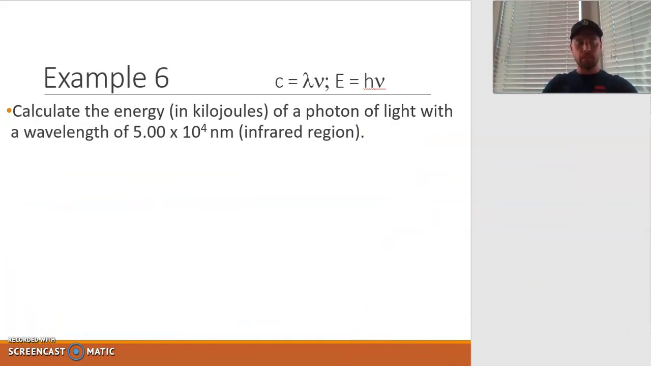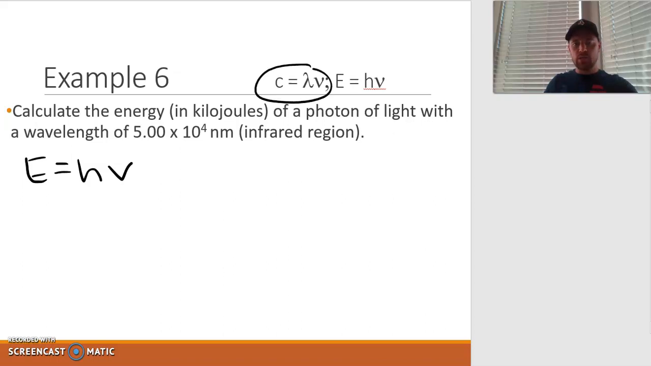Let's do one more. Let's calculate the energy in kilojoules this time of a photon of light that has a wavelength of 5.00 times 10 to the 4th nanometers, which, just for your information, is in the infrared region. All right, so energy is equal to Planck's constant times frequency. The problem is I don't know what frequency is. Frequency is not in this problem at all.